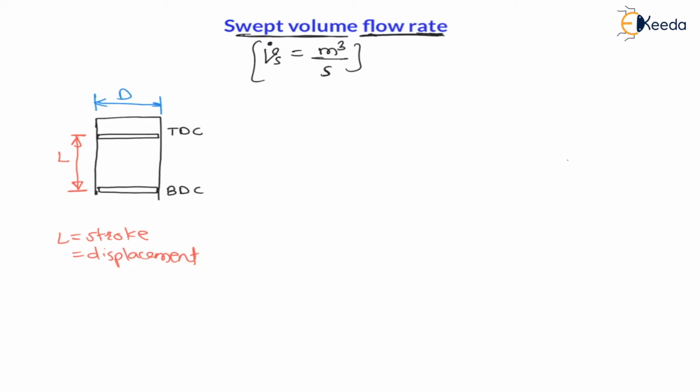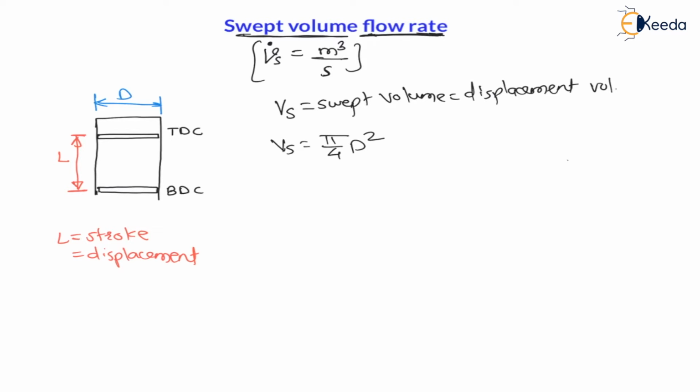Therefore the swept volume Vs is nothing but the volume displaced by the piston. It is also called displacement volume, that is actual volume displaced by the piston inside cylinder. Therefore this swept volume is nothing but pi by 4 D square. This is the area of cylinder, and length is L, that is stroke, into L. This is the swept volume for one cylinder, in meter cube.